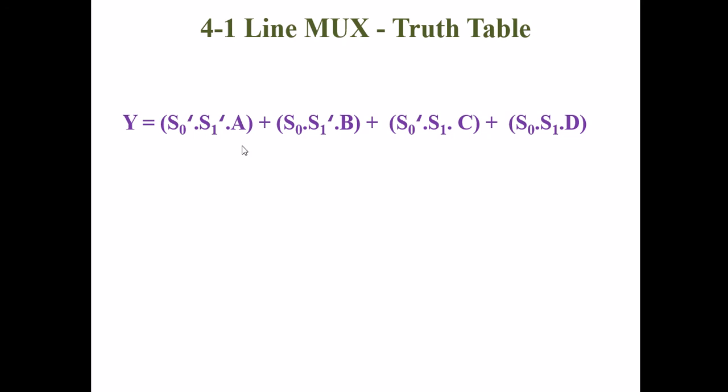So these are the input combinations related to the 4 inputs. Here you can see S0 complement and S1 complement are related to A, S0 complement and S1 related to B, S0 and S1 complement related to C, and S0, S1 related to D.